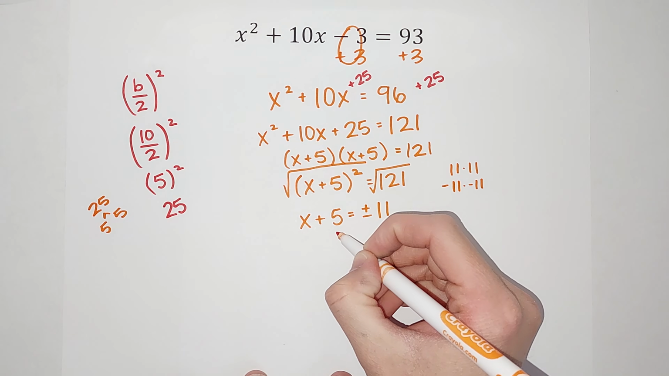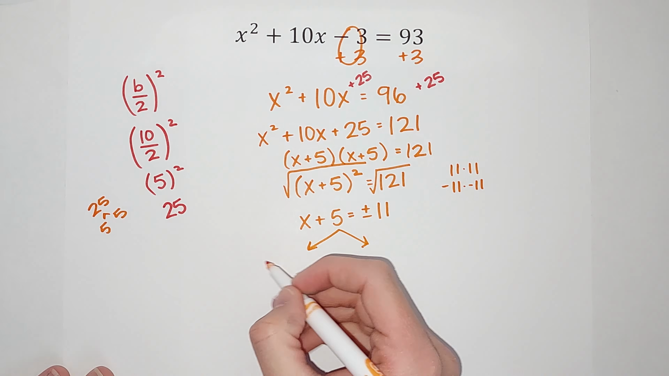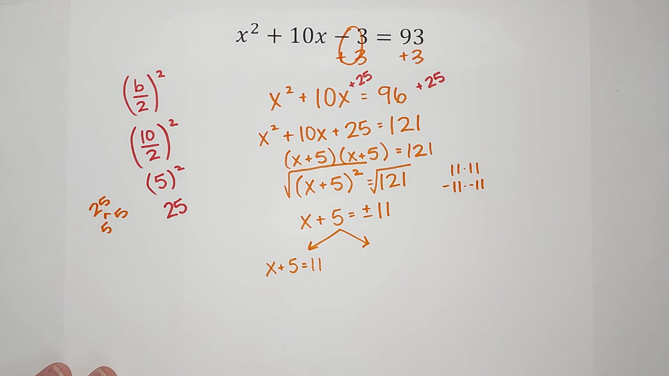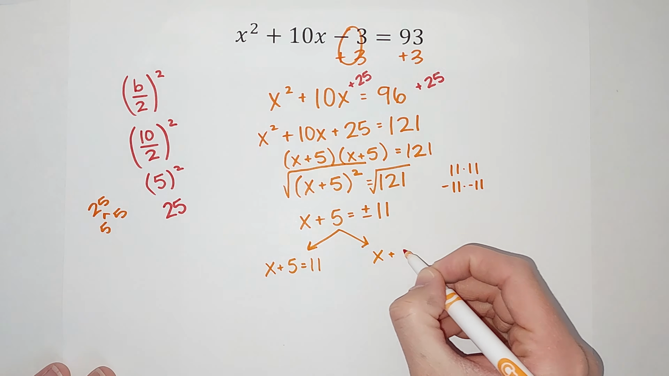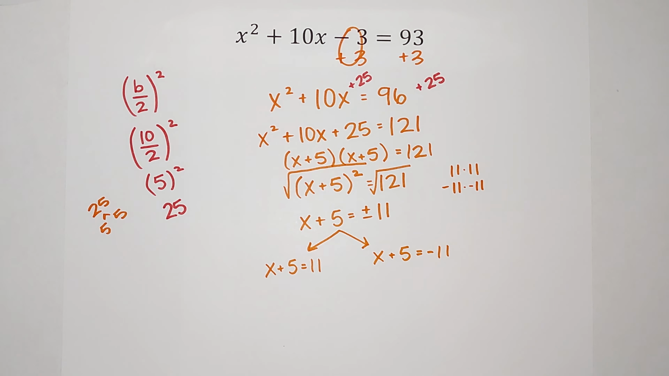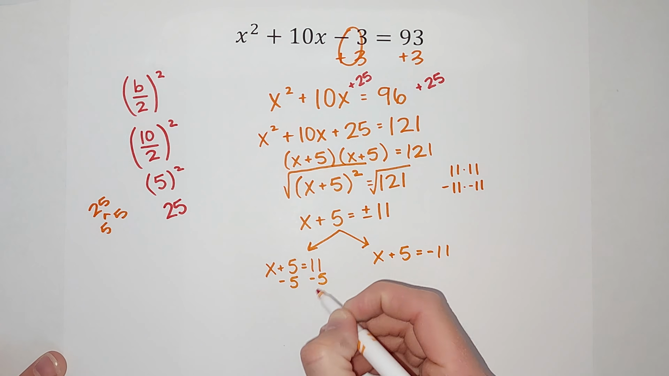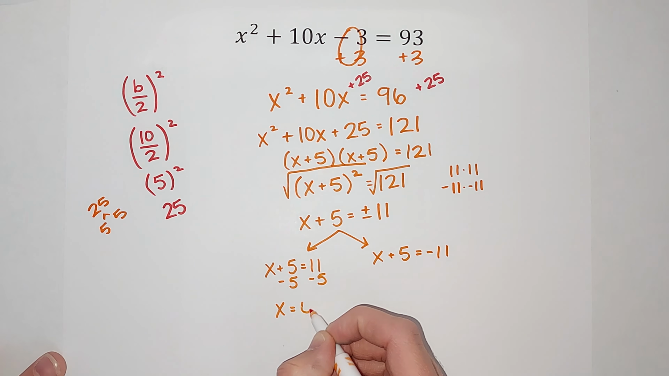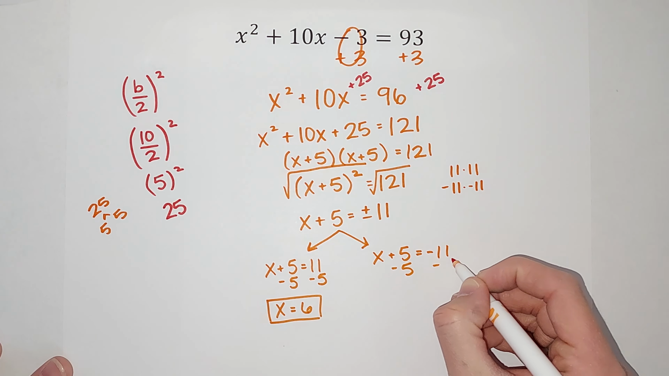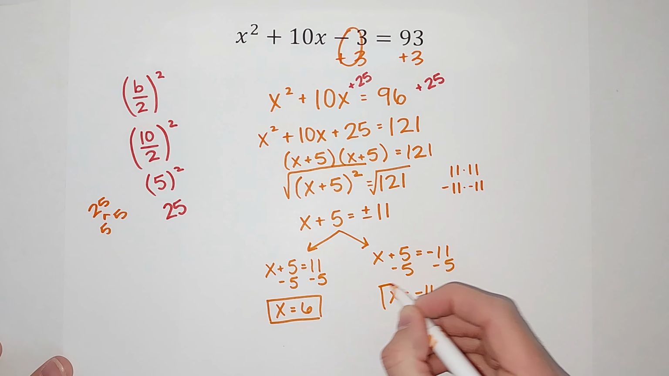So this is when I like to break it up with arrows. Okay. So on this side, I'm going to do the plus 11. So I'll have x plus 5 equals 11. Okay. And on this side, I'll do the negative 11. x plus 5 equals negative 11. Okay, feeling pretty good? Then we're just solving for x. So on this one, I'm going to subtract 5 from both sides. So I get x equals 6. And on this one, I'm going to subtract 5 from both sides and get x equals negative 16.